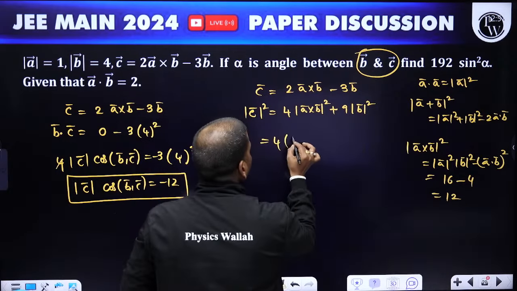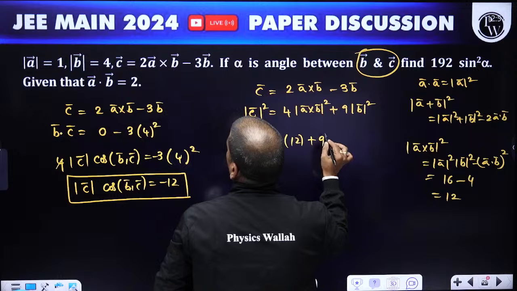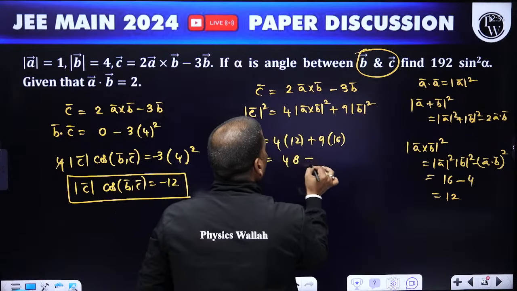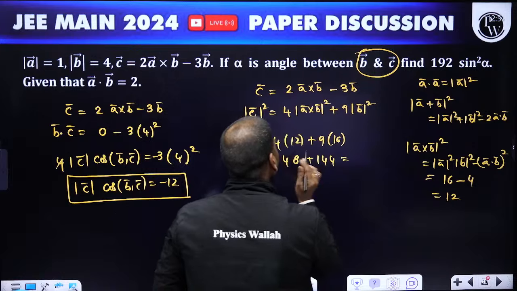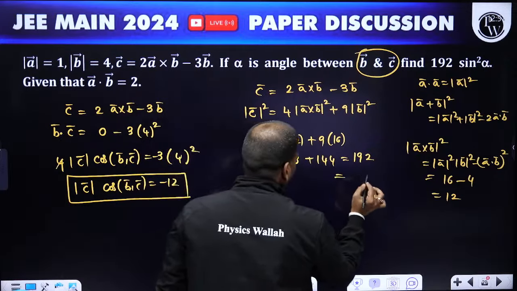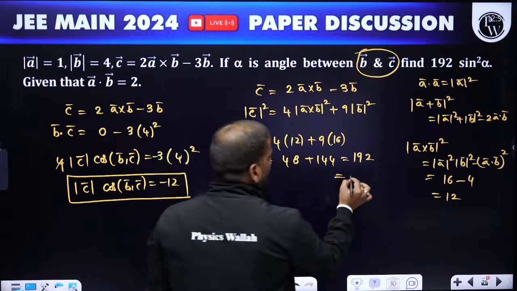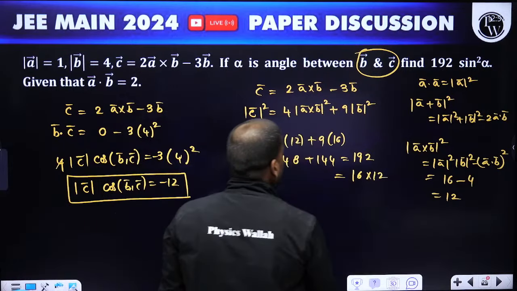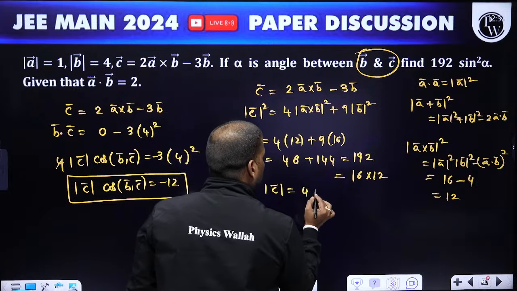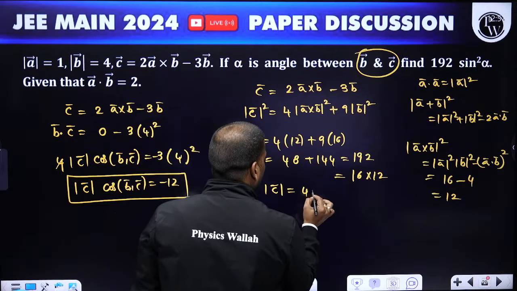So 4 times 12, plus 9 times 16, which is nothing but 48, and this is 144, 180, 192. So mod C square is equal to 192. So 192 is nothing but 16 times 12. So therefore, mod C is equal to 4 times 12.